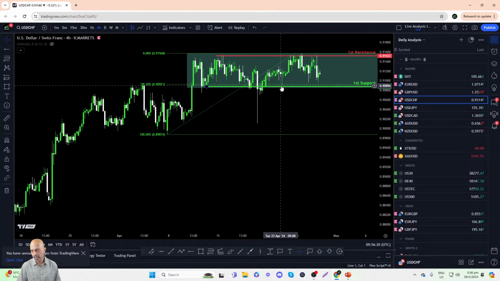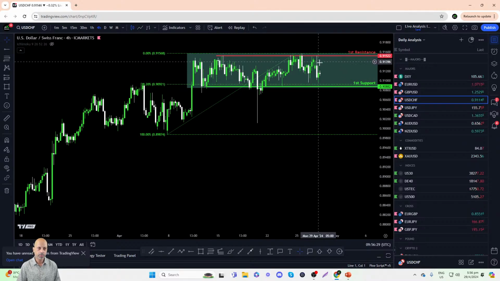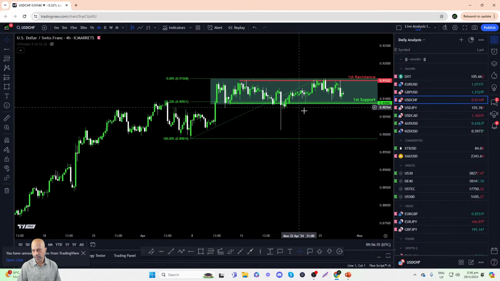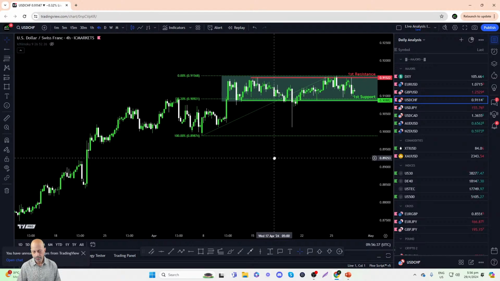Remember, when price bounces off the first support, it does help us identify a potential long entry. Similarly, when price reverses off the first resistance and starts to drop, it helps us identify a potential short entry for dollar franc. Right, so these are the key levels for the dollar franc on the 4-hour time frame as well as the daily time frame. All right, okay.